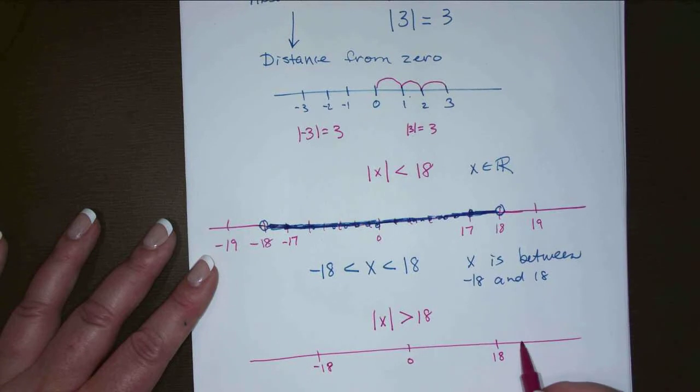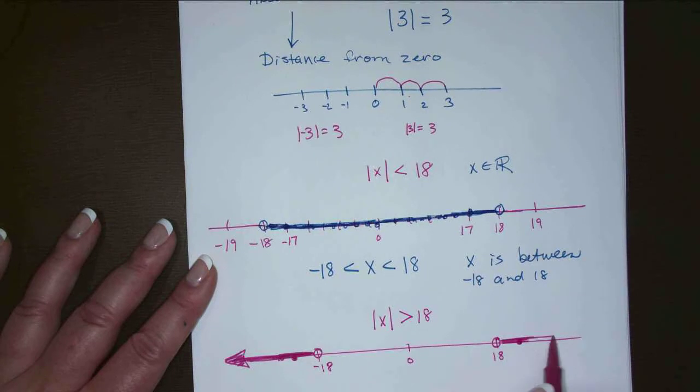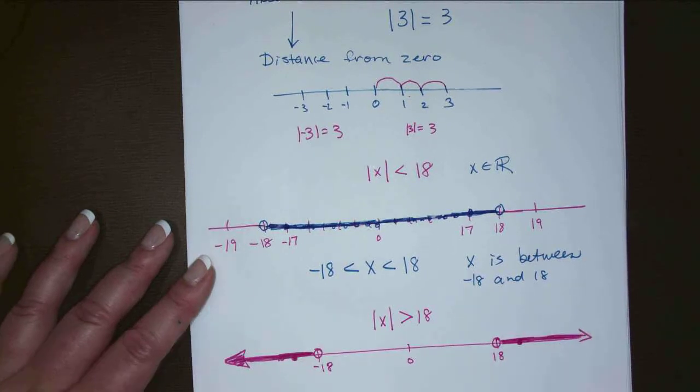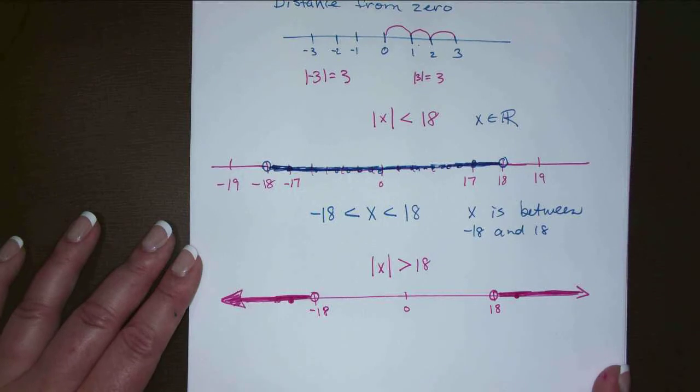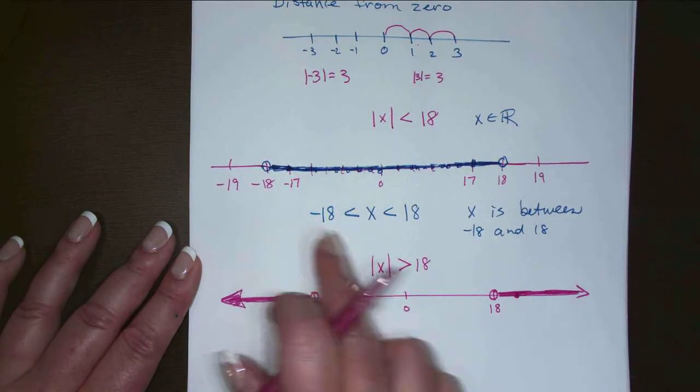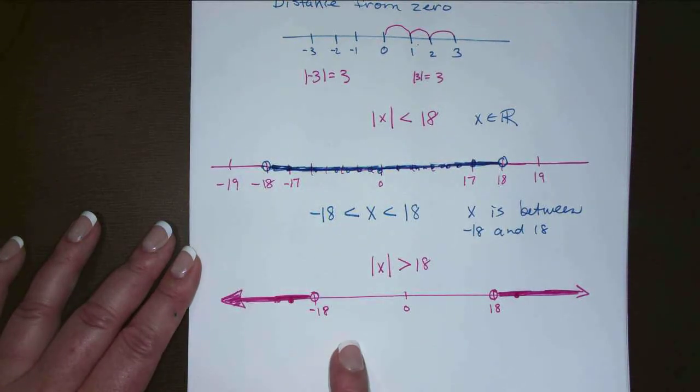So does 19 work? Yeah, is 19 bigger than 18? Yes. What about negative 19? Yes, why? Because that's an absolute value, so it's making it positive. If you put a negative 19 in there, that's saying 19 is bigger than 18, which is true. So all of the numbers here work, all of the numbers on this side work, not the 18s themselves. Again, I didn't put an equal sign there, or we would color that in. And how would we write that as an inequality without the absolute value?